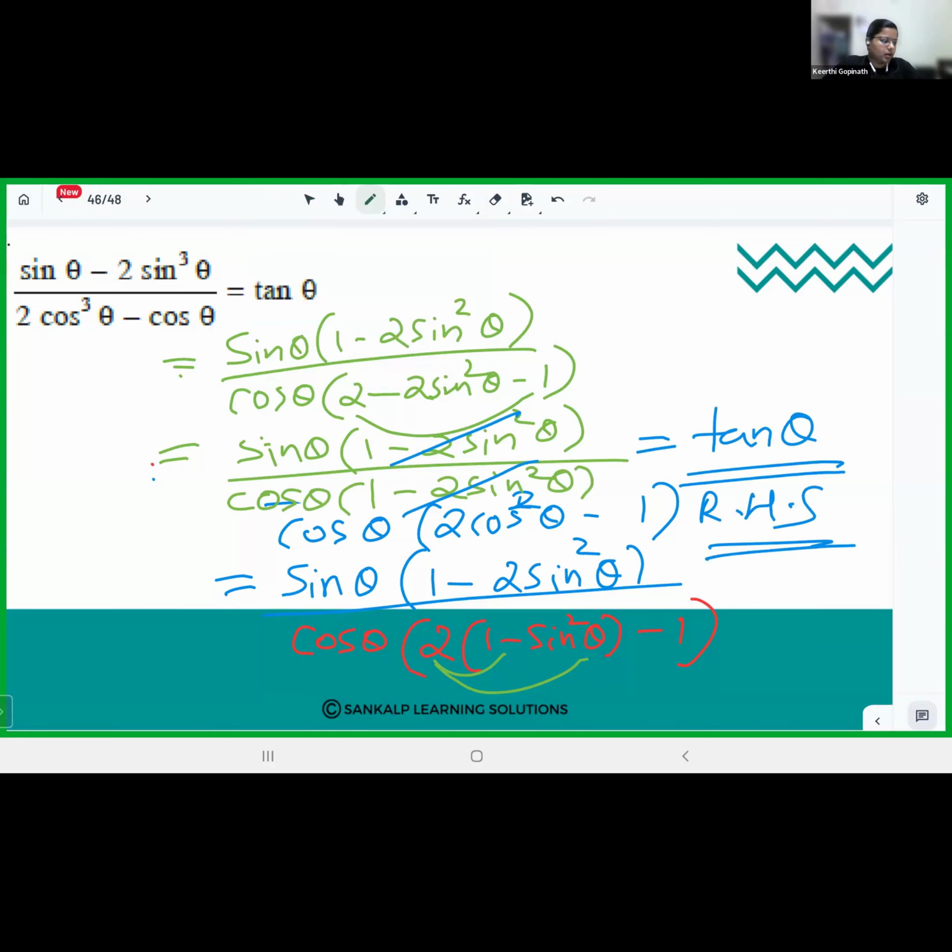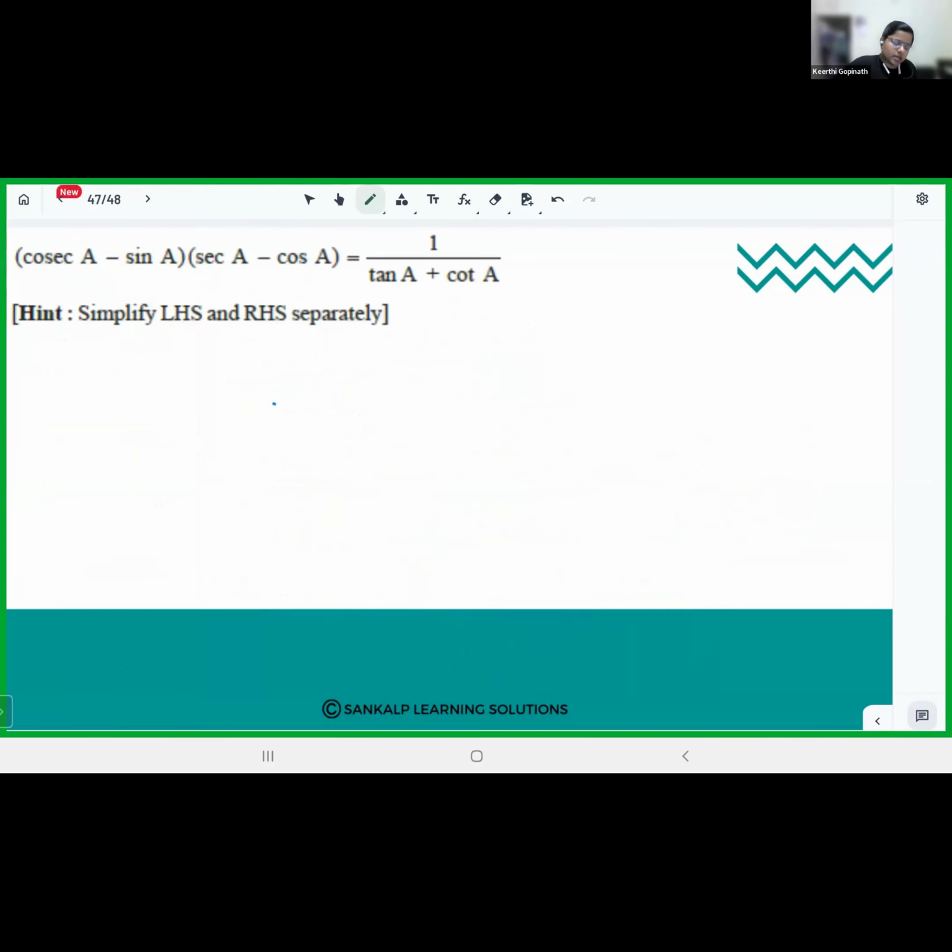Alright. And there are two more questions. We can solve that also. Alright, so this is a question. Cosec A minus sin A into sec A minus cos A is equal to 1 by tan A plus cot A. And they have given a hint that you simplify the LHS and RHS separately. So first of all, consider the LHS. Okay, I'm considering the LHS.